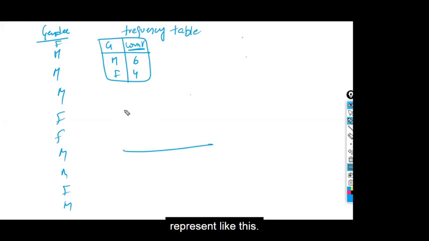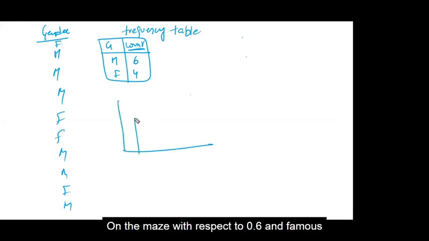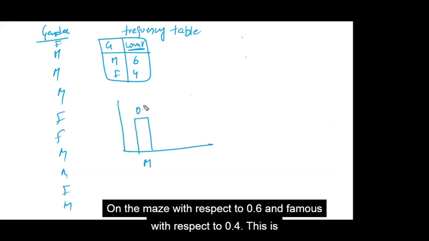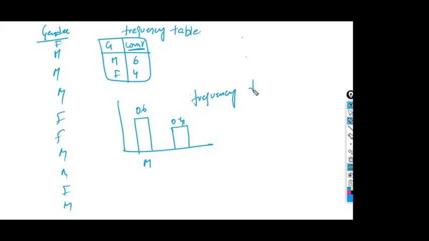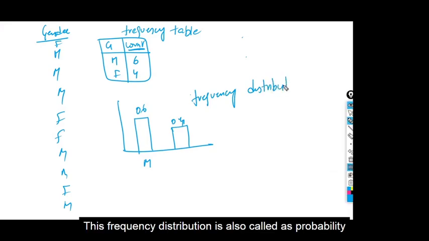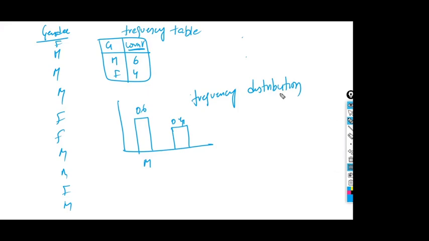Now, if you represent it like this, males with respect to 0.6 and females with respect to 0.4, this is called a frequency distribution. This frequency distribution is also called a probability distribution.